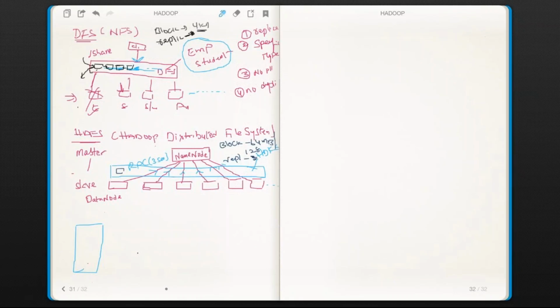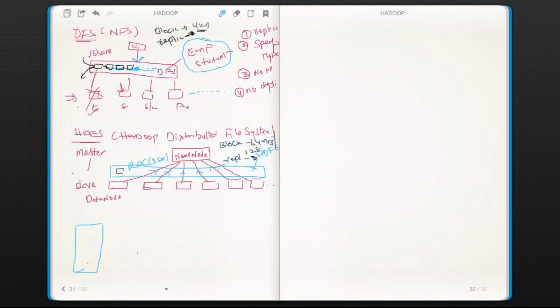What is a block? A block is a chunk of data, a piece of data, because the whole data cannot be dumped at a time into the hard disk. It will read small pieces and put them into the hard disk. Whether it's a normal file system, a Hadoop file system, or any file system, the data will be written and read in the form of blocks.